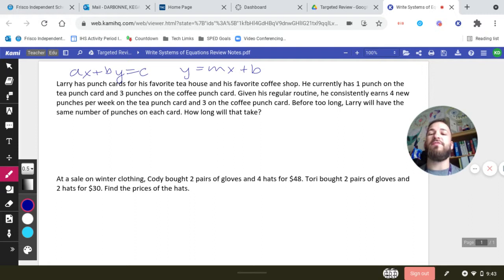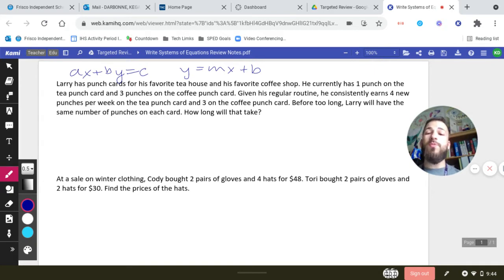So Larry has punch cards for his favorite tea house and his favorite coffee shop. He currently has one punch on the tea punch card and 3 punches on the coffee punch card. Given his regular routine, he consistently earns 4 new punches per week on the tea punch card and 3 on the coffee punch card. Before too long, Larry will have the same number of punches on each card. How long will it take?